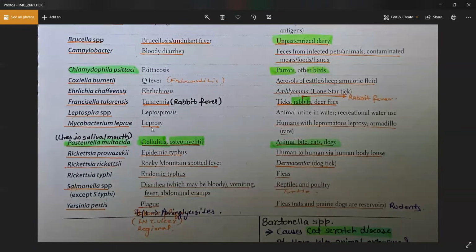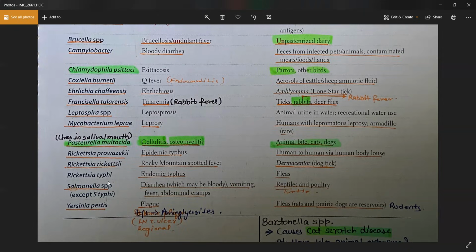Then comes the Rickettsia prowazekii, which causes the epidemic typhus. You will study that later. And the Rickettsia rickettsii, which you acquire the infection from the dog ticks. Okay, Rocky Mountain spotted fever. You will study that later in the next page again. The Rickettsia typhi, causing the endemic type of typhus. You will study that later again in the next page.